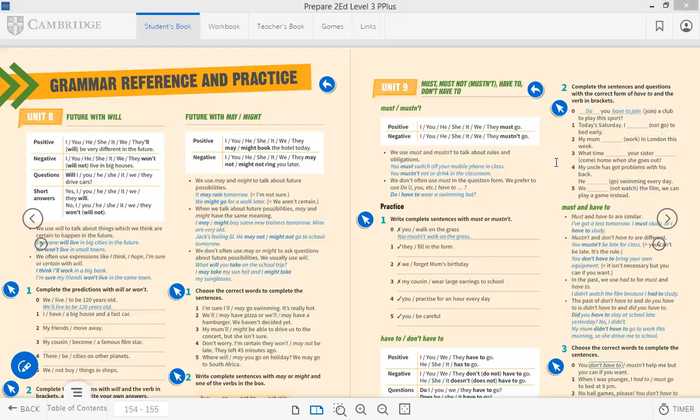Number 2: my mom in London this week. My mom has to work this week. Okay, just remember that your mom is a singular person. Has to work. My mom has to work. Also, we respect the rules that have is with I, you, we, and they. He, she, and it has.